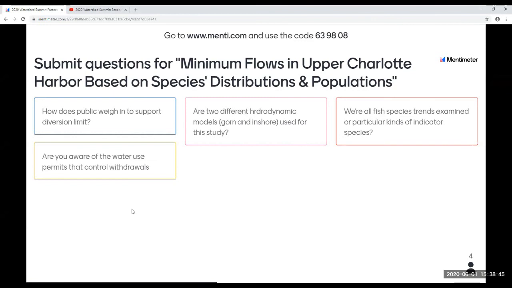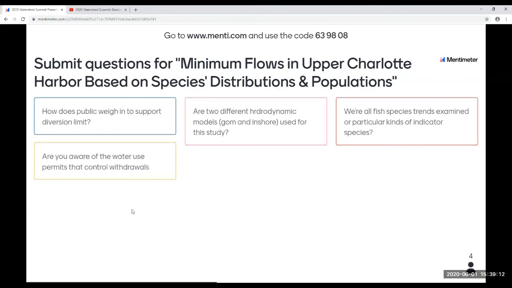Second question is, are 2 different hydrodynamic models used for this study? I have done modeling on the West Florida shelf, not on the same species, but that's possible. We have done habitat suitability modeling on the West Florida shelf. So it is possible to do them outside of the estuaries, if that's what the question is.